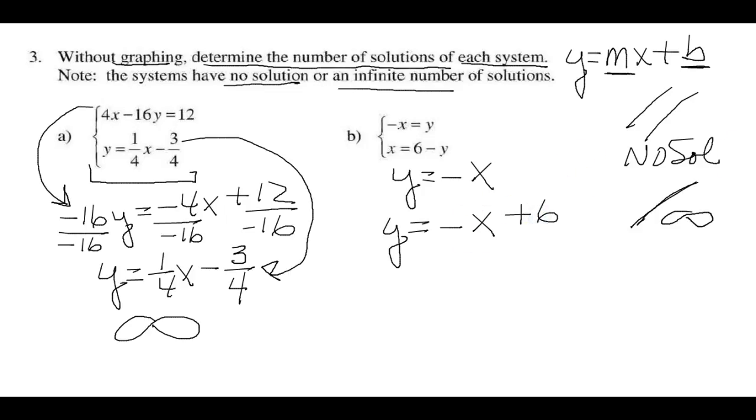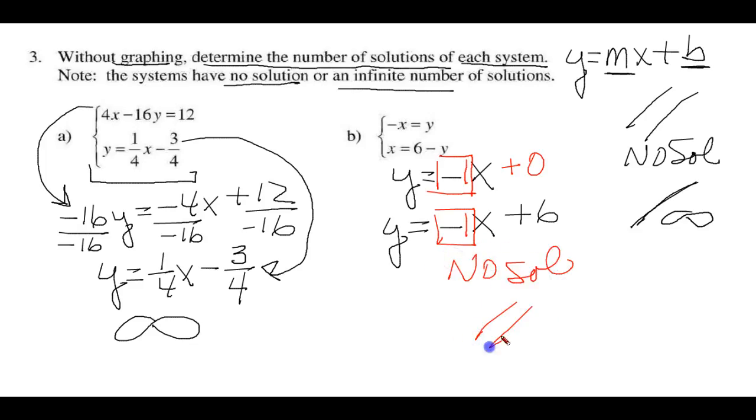So what can we say now about our slopes? Well, both our slopes are a -1. And the y-intercepts, this one is 0, this one is 6. So there is no solution because the lines are parallel.